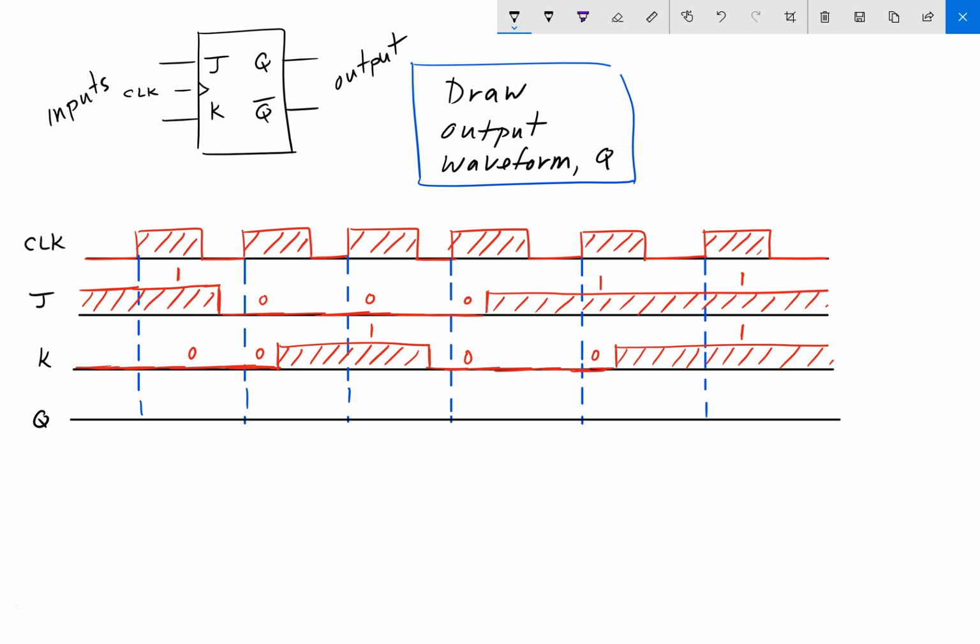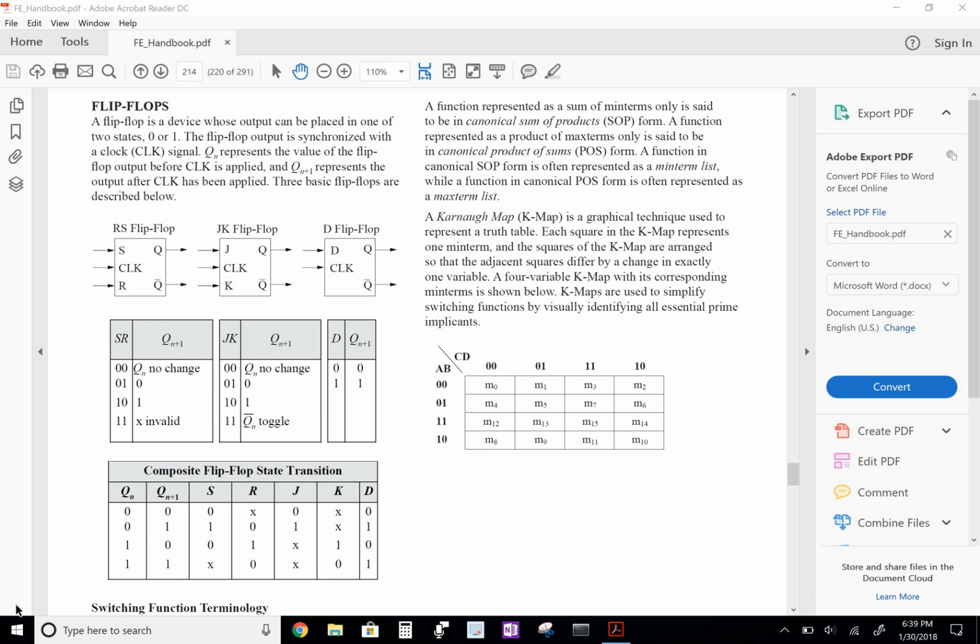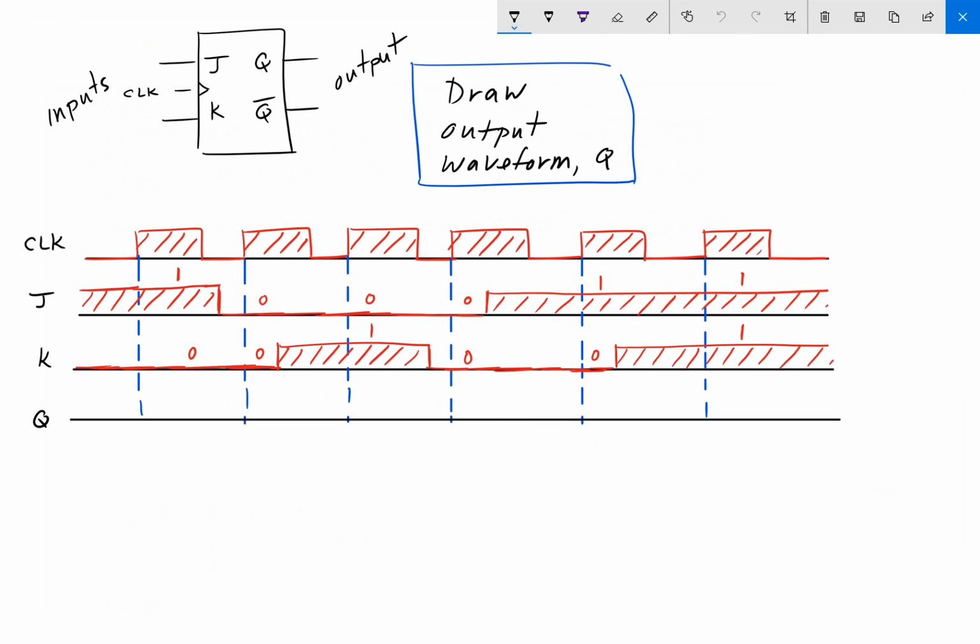To get the relationship between the inputs and outputs, we can go to the handbook on page 214. Here we got different flip-flop circuits. We have the RS flip-flop, which is the reset set. We have the JK flip-flop, which is what we're interested in. And we also have D flip-flops. Right underneath it, we have the truth tables for each of these flip-flops. We're just going to copy this directly from the handbook and write it here just so we can have it as a reference.